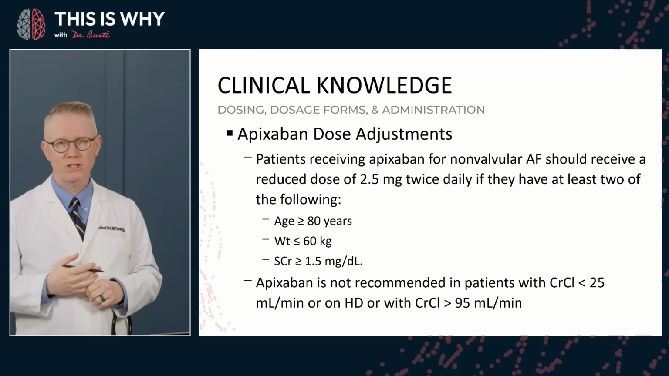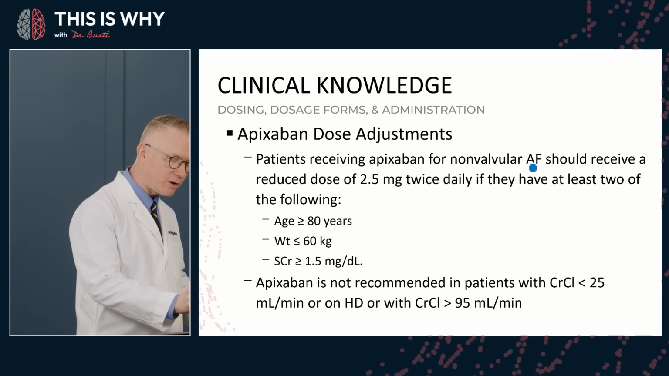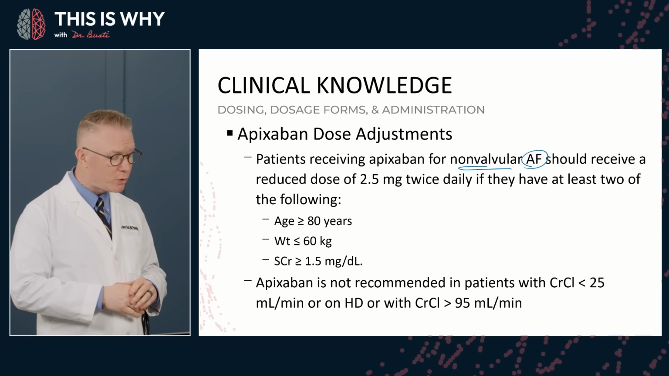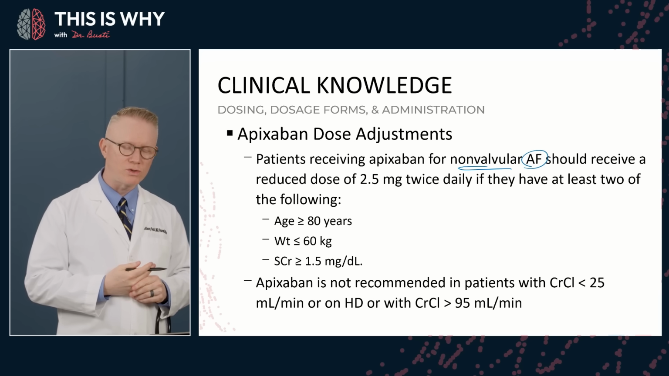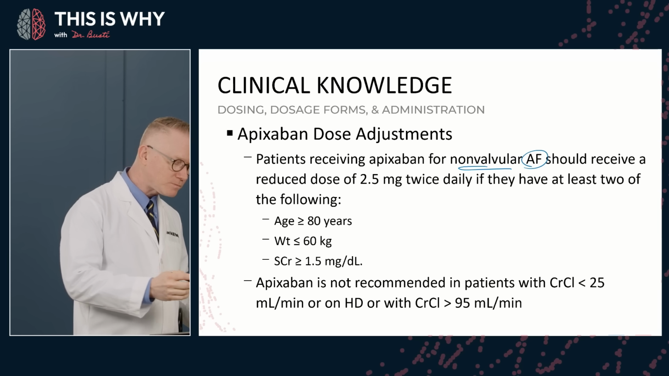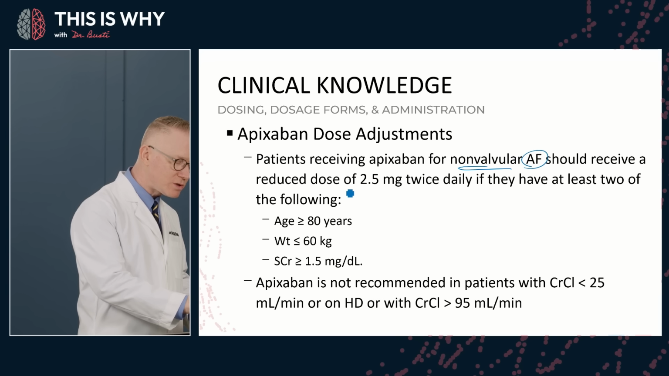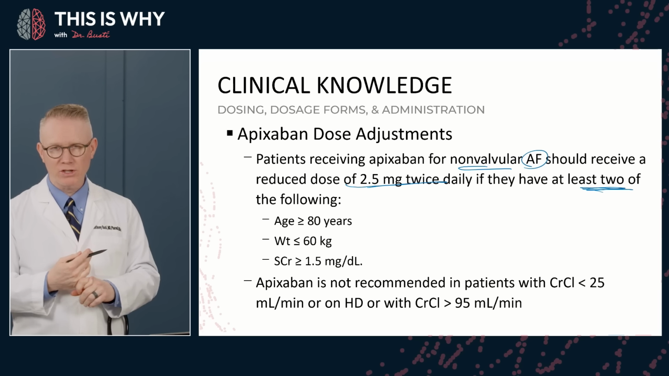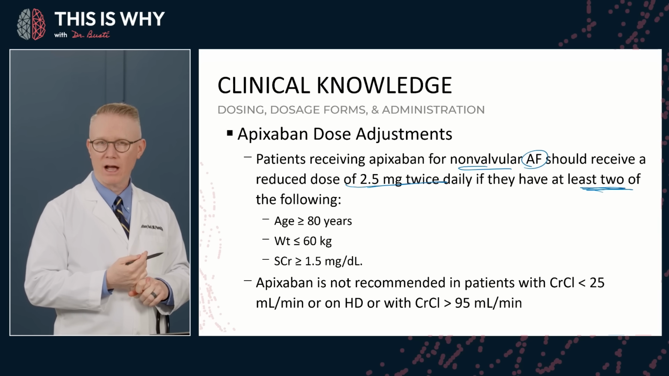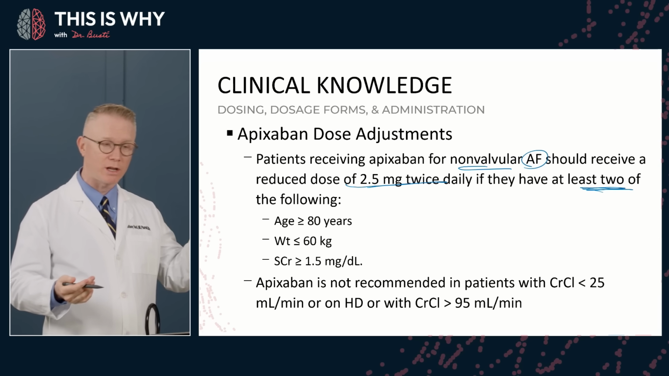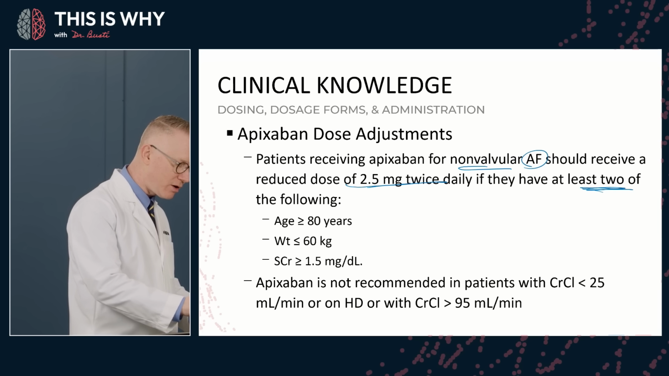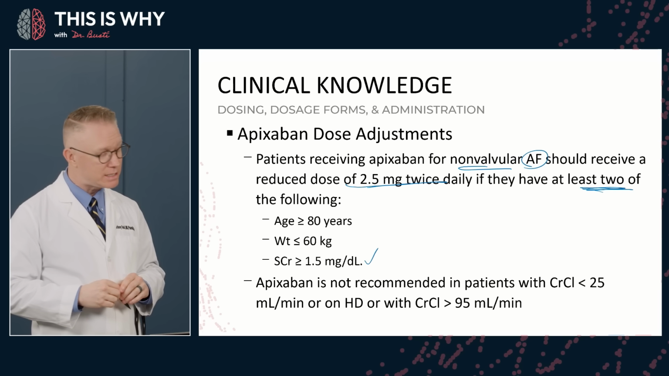Apixaban, in patients who are using it for non-valvular AFib, again, non-valvular AFib is a term that is the way it was originally approved. That terminology is not necessarily used in some of the guidelines. But these patients receive a reduced dose, twice daily, if they have at least 2 of the following. Older patients over the age of 80 are at higher risk for bleeding. Many times they're on other drugs, so the drug interaction risk is high. Remember, their renal function is going down. You see that listed here as another factor. It doesn't take much to get to that point.